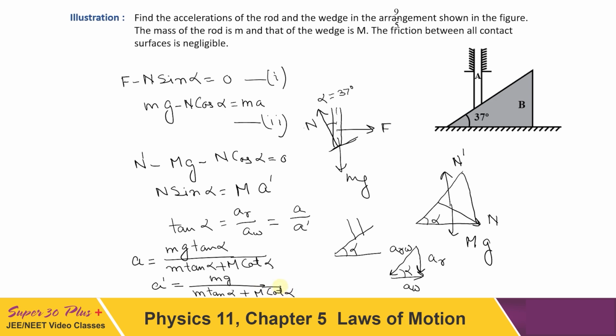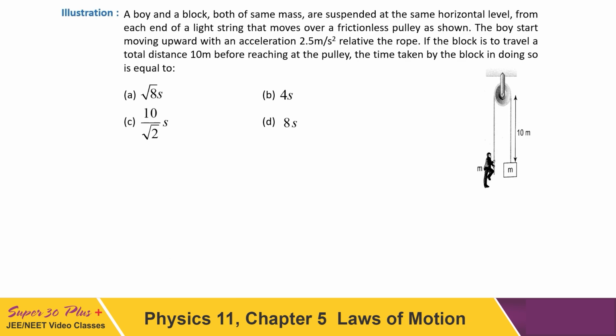So now we got acceleration of both the rod and the wedge. Let us solve one example based on the pulley system. A boy and a block, both of same mass, are suspended at the same horizontal level from each end of a light string that moves over a frictionless pulley as shown.